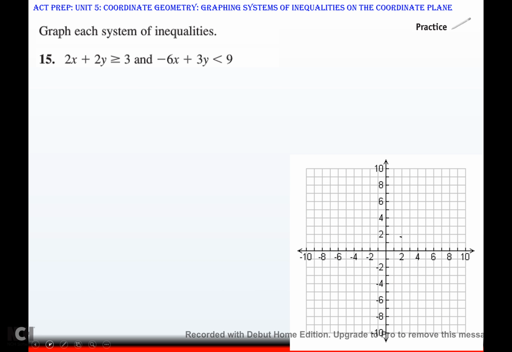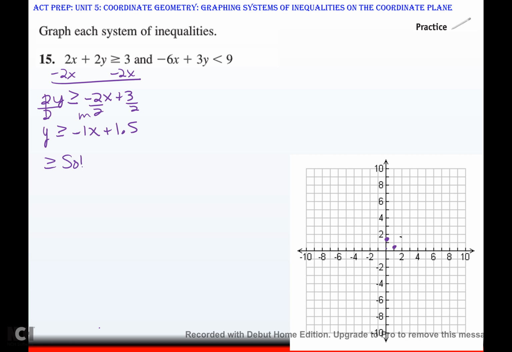All right, so if we do this one, I got to get y alone. So I'm going to minus 2x, minus 2x. I get 2y is greater than or equal to negative 2x plus 3. Divide by 2, by 2, by 2. I get y is greater than or equal to negative 1x plus 1.5. So I'm going to start at 1.5. And the monkey says, go down 1, right 1. The bar means I'm going to connect solid. So connect solid.